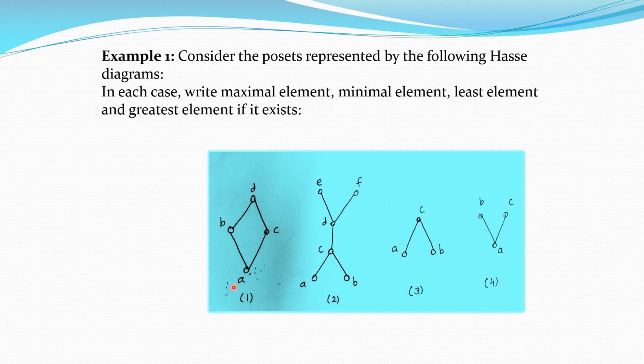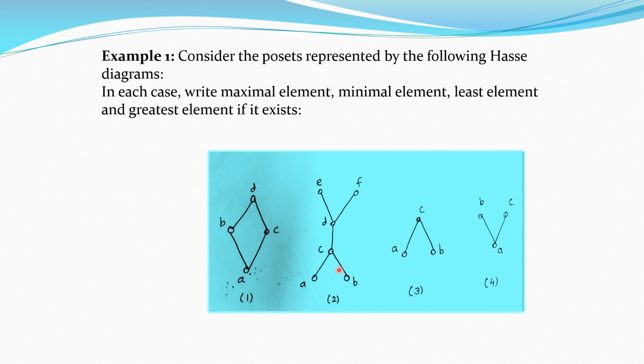Now what can you say about the least element? Here A precedes C, A precedes D, A precedes E, A precedes F, but A is not preceding B, so A is not the least element. Similarly, B is not the least element, and so there are no least as well as greatest elements.